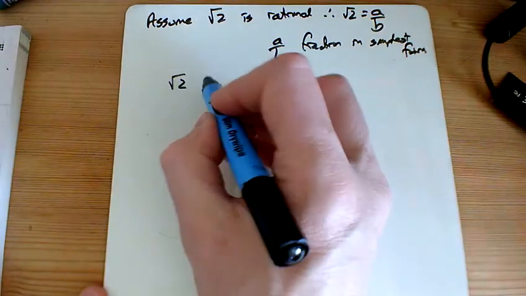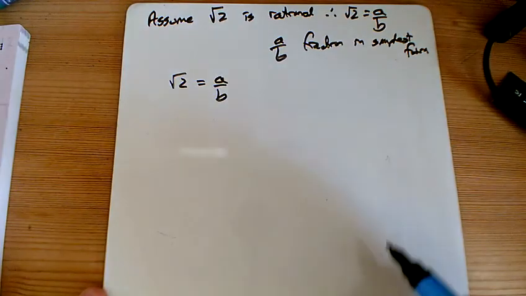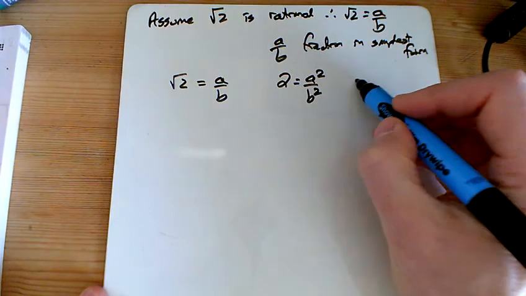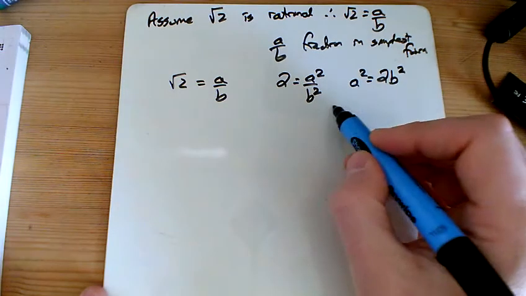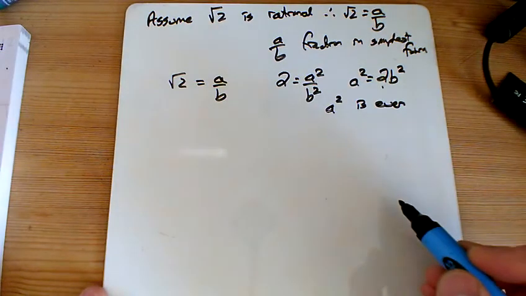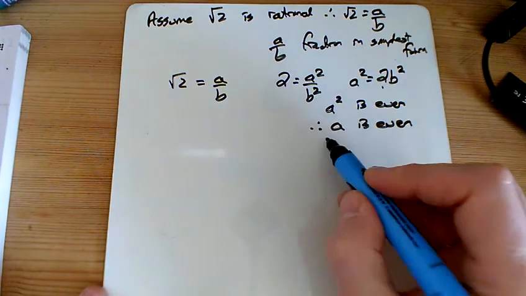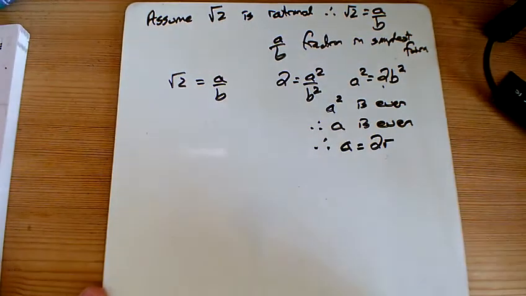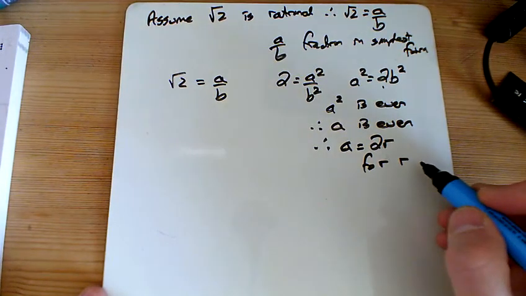So now we'll do some maths. If root 2 equals a over b, and if we square both sides, then we get 2 equals a squared over b squared. And that means a squared is 2b squared. From that, we can say that a squared is even, because it's clearly got a factor of 2. If a squared is even, therefore a is even. And if a is even, then a can be written as 2 times some number r, r being some natural number.